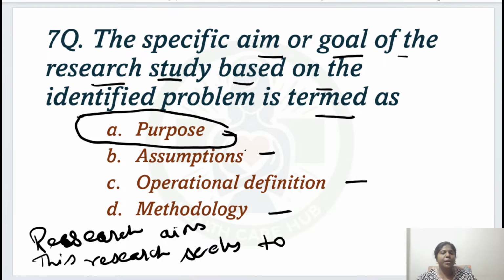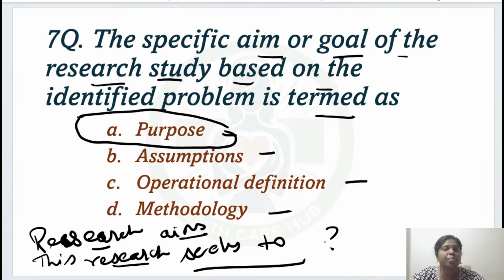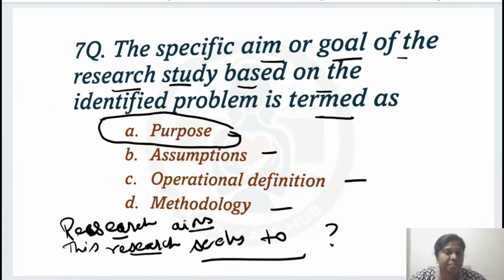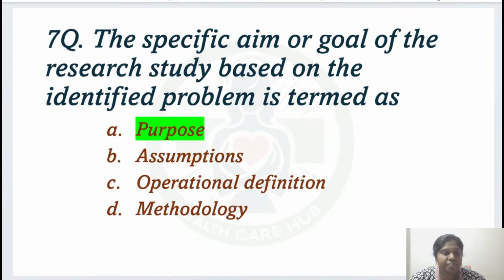So here we are going to tell about the research aim, or my research seeks to. So the specific aim or goal of the research based on the identified problem is called purpose. Understood?